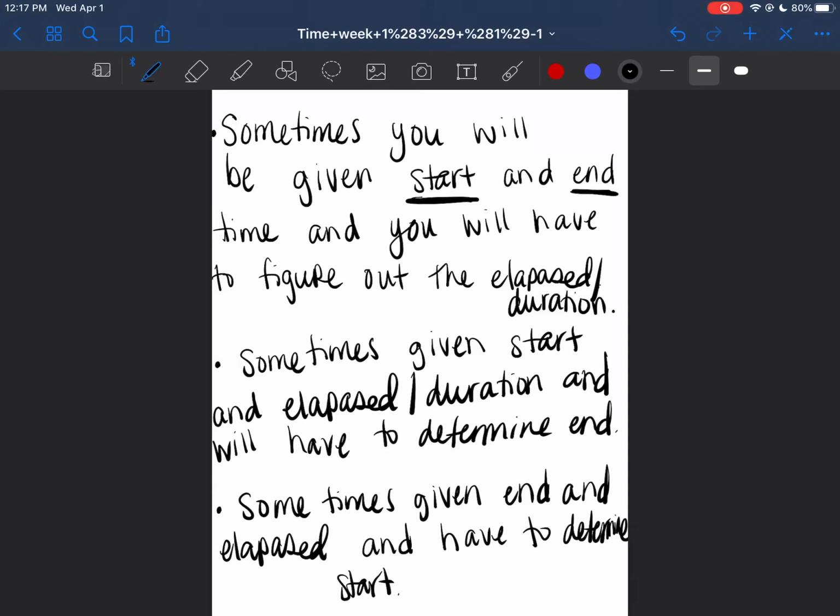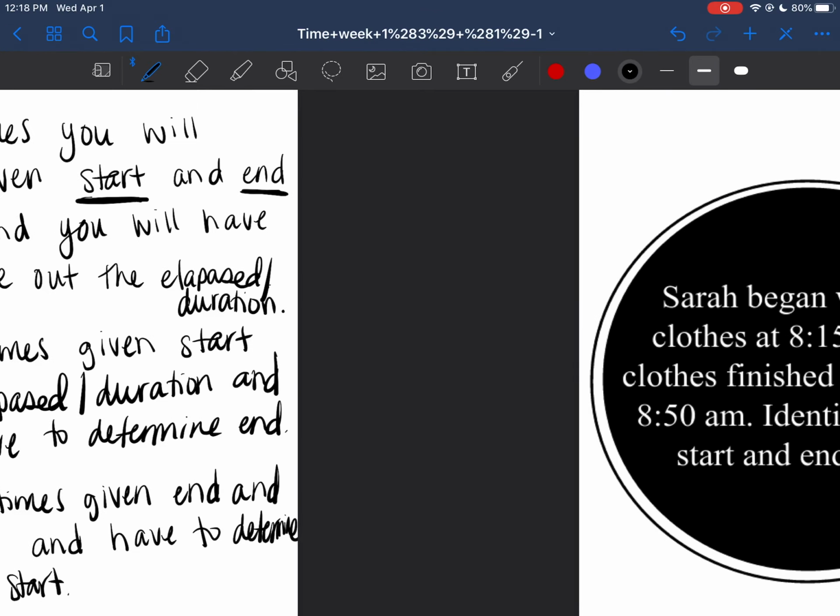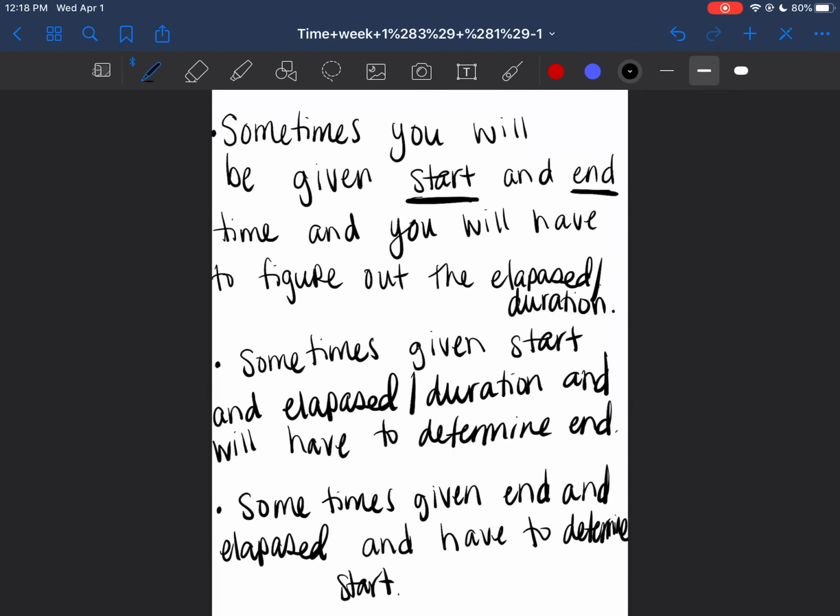Sometimes you will be given a start time and an end time, and you will have to figure out the elapsed time or the duration. Elapsed time or duration is how much time an activity lasts, okay? So we're going to be looking at some problems today that will help make that make more sense to us. Sometimes you are given the start and the elapsed time or the duration, and you will have to determine the end time, so what time the activity is over. And sometimes you are given the end time and the elapsed time, and you have to work backwards to find the start time. This is a lot of information to take in right now, so we're going to take it slow and work through it each day for the next couple of days, okay?